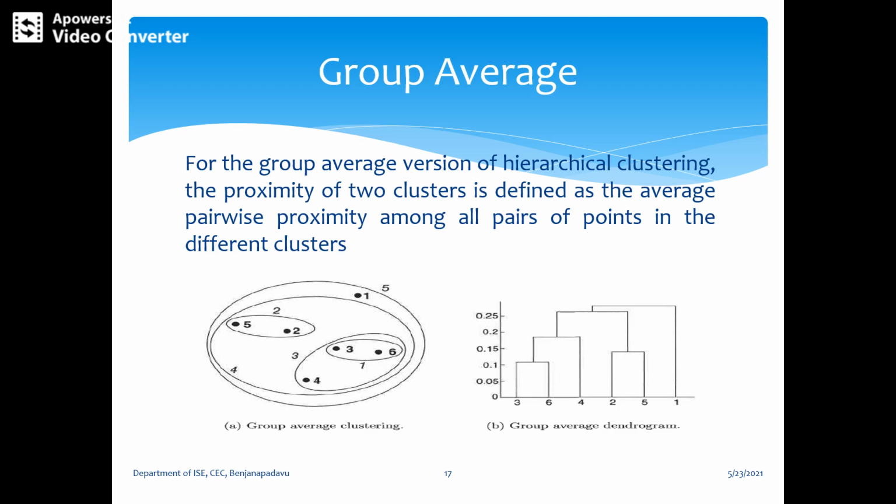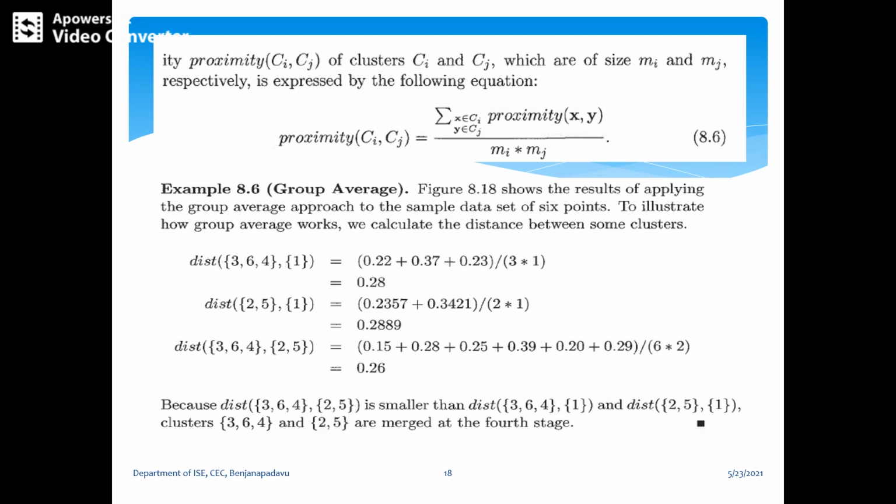So we are going to call C of i and C of j the clusters i and j, which are of size Mi and Mj respectively. We should have the equation here. Generally, this equation is called the proximity of C of i, comma C of j, the simple equation. For the clusters Ci and Cj, of sizes Mi and Mj respectively, it is expressed in the following equation: proximity of Ci and Cj equals the summation over x belonging to Ci and y belonging to Cj of proximity of x, y, divided by Mi into Mj.